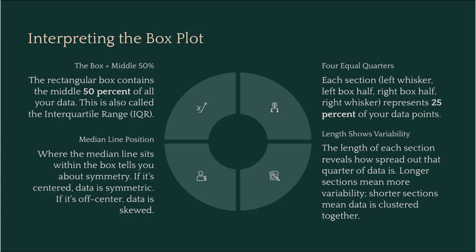The box plot is powerful for interpretation. The entire plot, each whisker and each half of the box, represents 25% of the data. If a section is short, it means those 25% of the data points are tightly clustered, showing low variability in that quarter. If a section is long, the data is spread out, showing high variability.